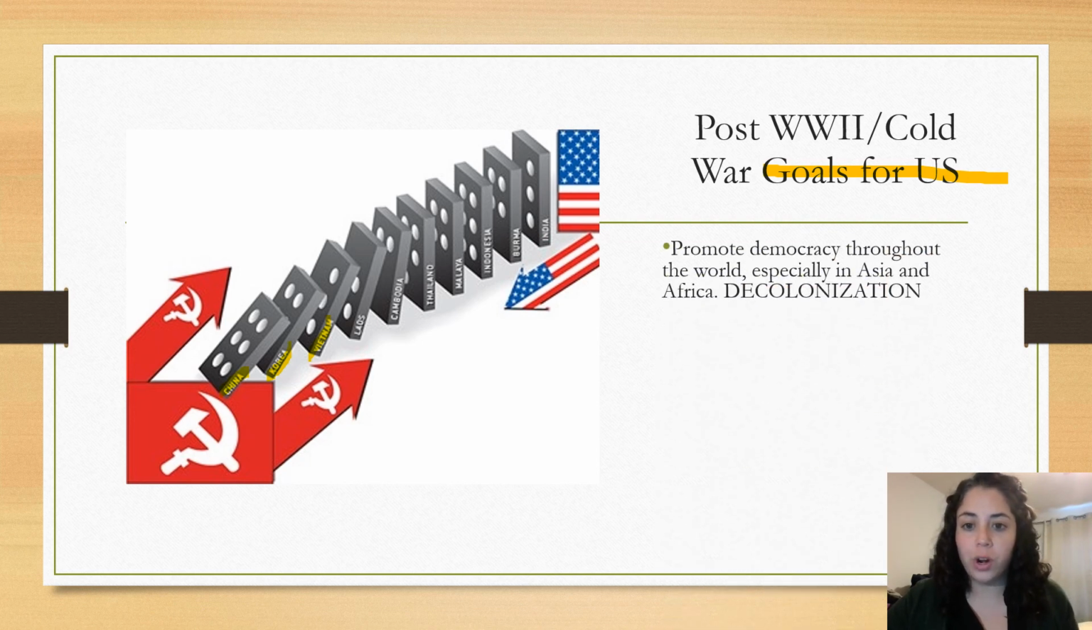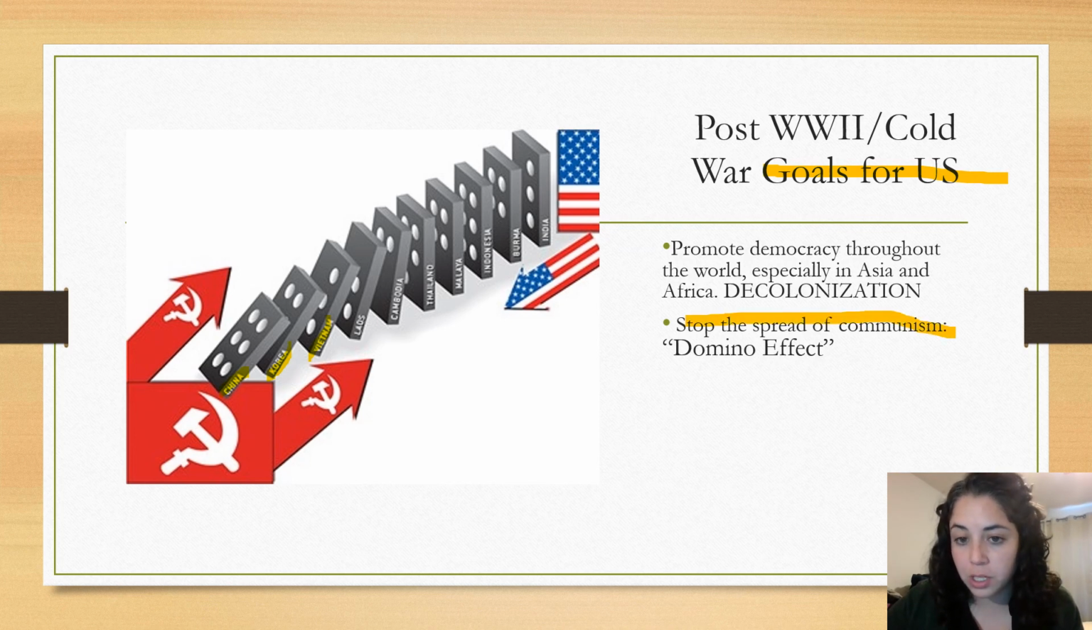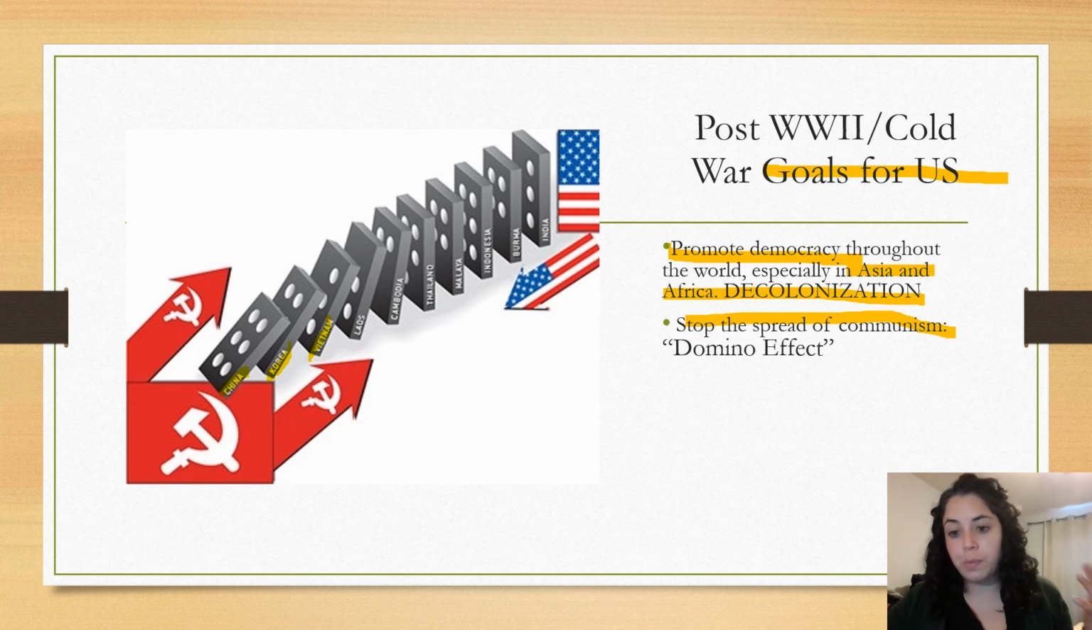And that is actually going to be one of their first important goals, to stop the spread of communism. And another thing that the United States wants is to promote democracy in Asia and in Africa. And this is what's going to be called decolonization, which is basically the countries gaining their independence back. And that's something that's also explained in the packet with the case of Patrice Lumumba in Congo.